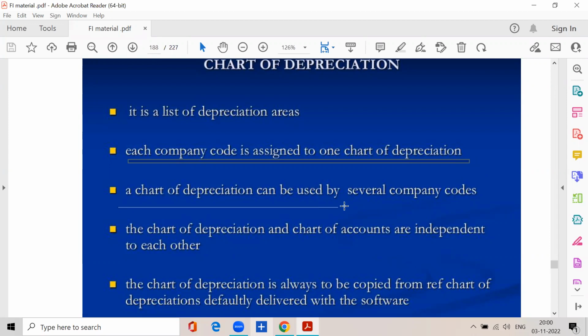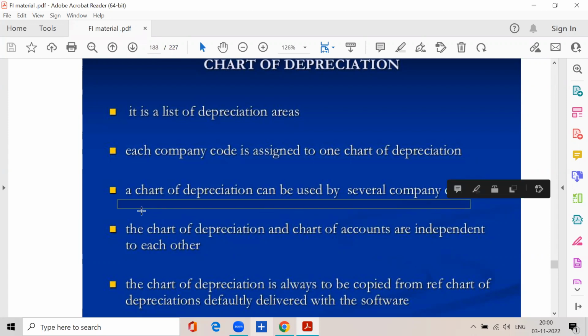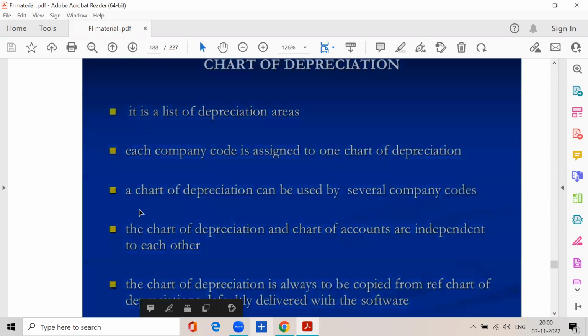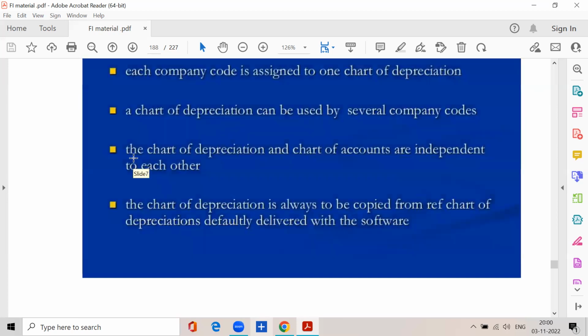A chart of depreciation can be used by several company codes, provided all the company codes are lying in the same country. Now, a chart of depreciation and chart of accounts are independent of each other.